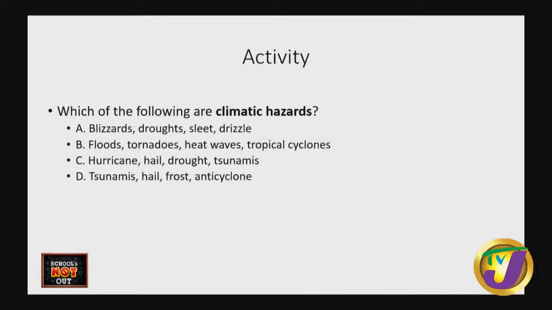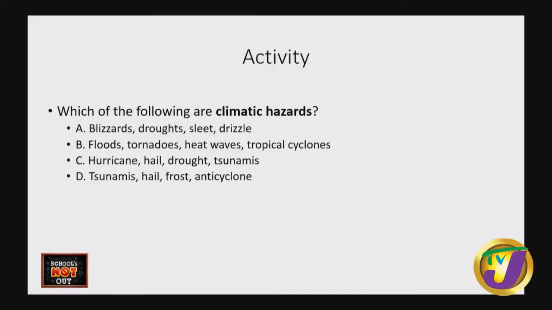So here's an activity for you. We're going to look at a climatic hazard. Which of the following are climatic hazards? Is it A, blizzards, drought, sleet, drizzle, bearing in mind what a hazard is? B, floods, tornadoes, heat waves, tropical cyclones? C, hurricane, hail, drought, tsunamis? Or D, tsunami, hail, frost, and anticyclone? Right there, we can rule out D, and we can also rule out C, because they both have tsunamis.